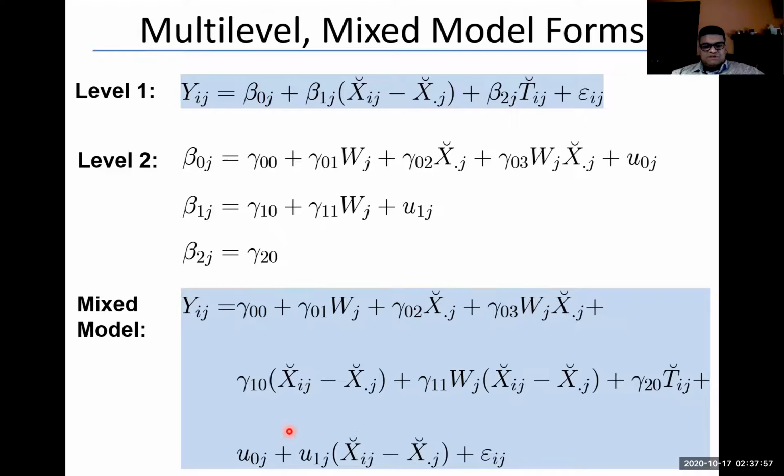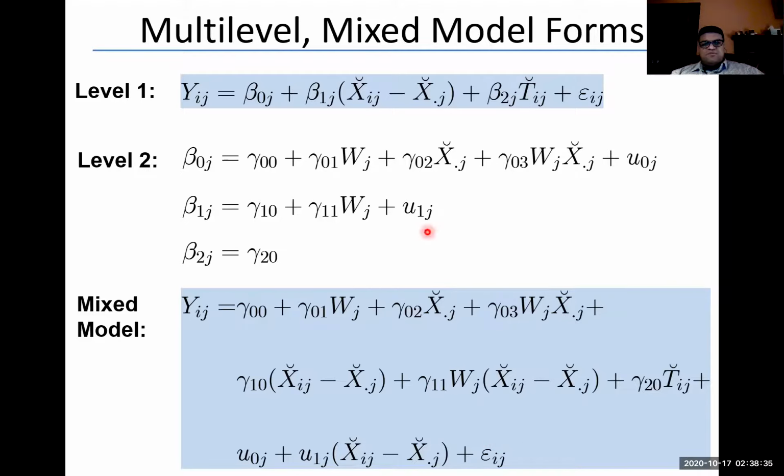U0j represents a residual between-person variability in the intercepts, and that's a between-person random effect. U1j is a between-person variability in the slopes, and that's the within-person slope. And then Eij is a within-person residual. It varies from time point to time point and person to person.